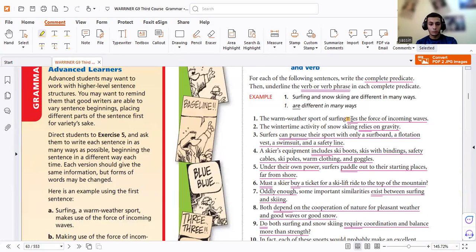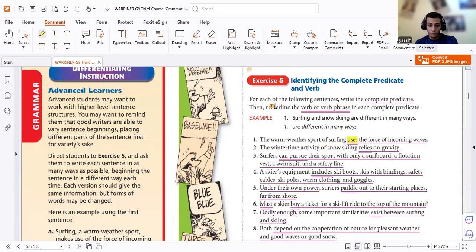Here, for example, number one, the verb uses. Ask yourself, who or what uses the force of incoming waves? Surfing. Okay, the sport, the sport of surfing. Not surf, not surfing as an action, but the sport. So the sport is the subject. That's why the verb is singular, because the subject is singular. But why not warm water? Because it's an adjective. Inbound adjective. The subject must be a noun or pronoun.